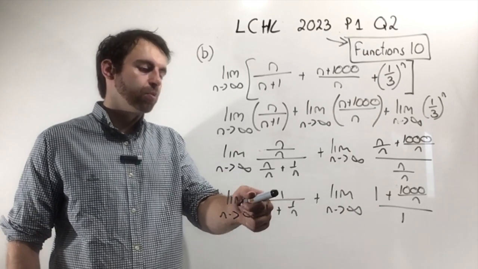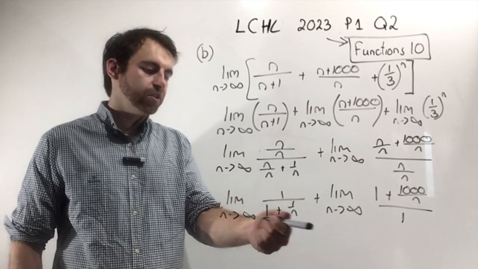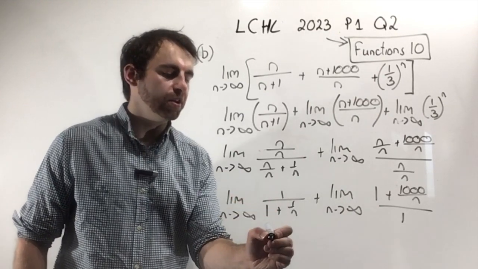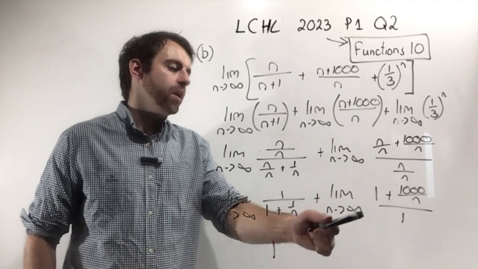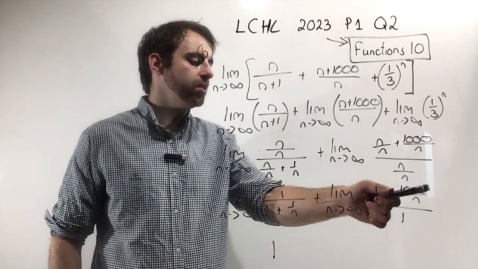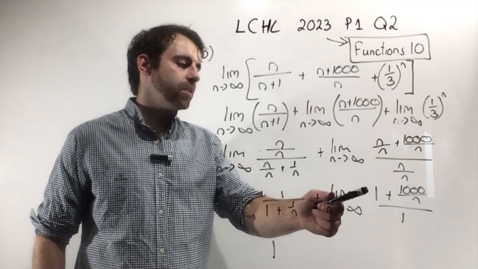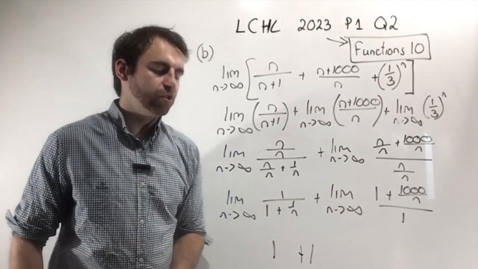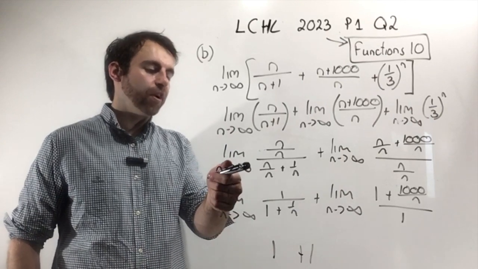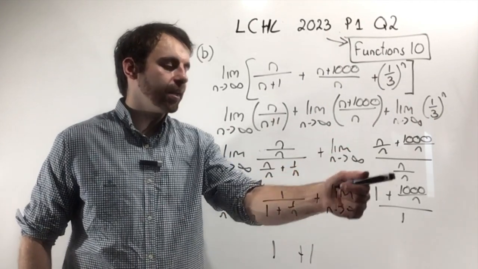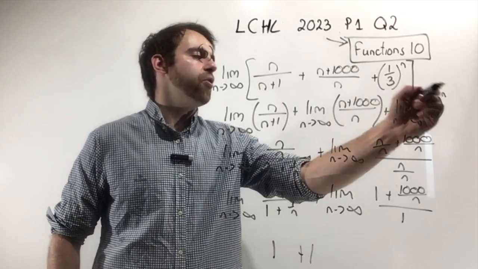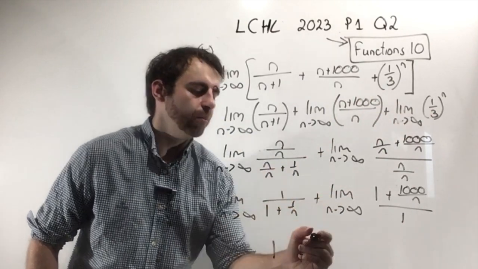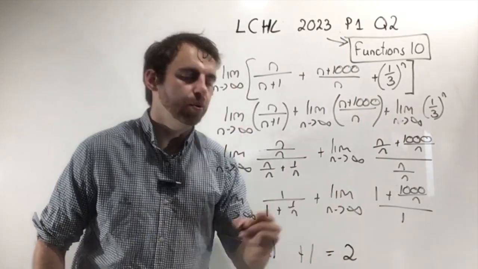So this fraction just becomes 1 over 1 plus 0, which is just 1. This fraction becomes 1 plus 0 over 1, and obviously that's just 1 over 1 as well, so that's just a 1 too. So the first fraction just ends up as a 1, the second thing just ends up as a 1, and the third bit is a 0. So my answer is simply 1 plus 1, which is 2.